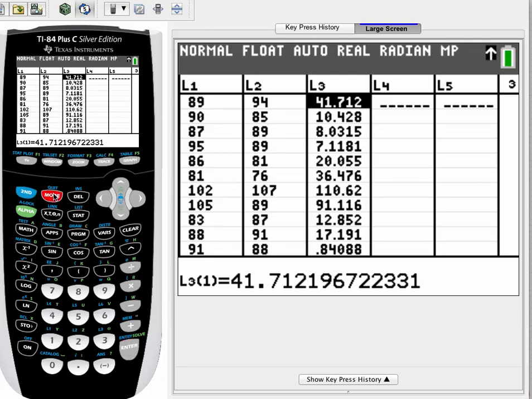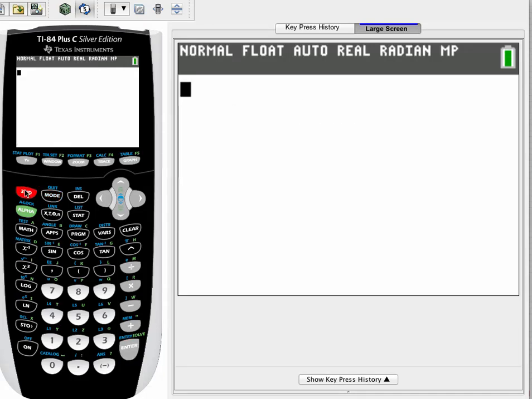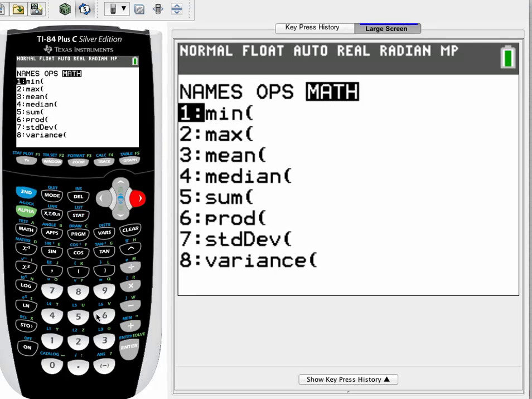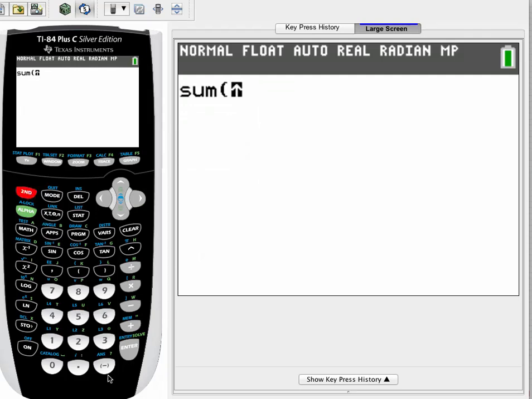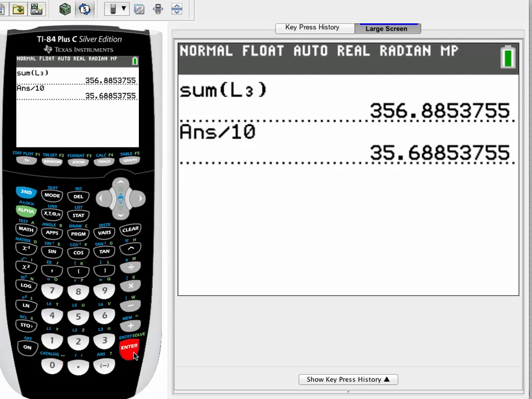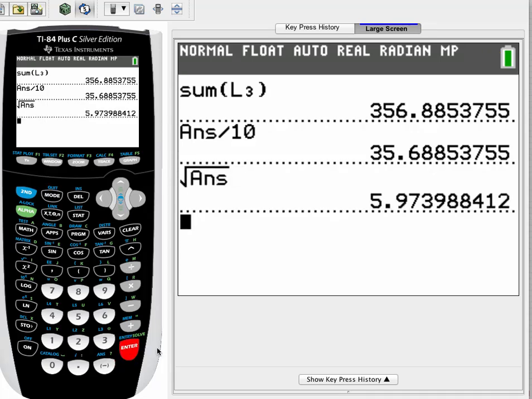Now I'm going to quit, and I'm going to go to list, second stat, go over to math, and find the sum of those values. Now we take that sum and we're going to divide it by our n minus 2, which is 10. And then we're going to square root that answer. So 5.974 is our S value.